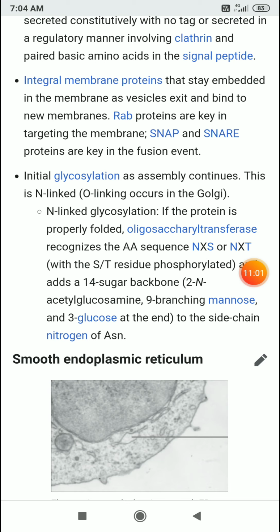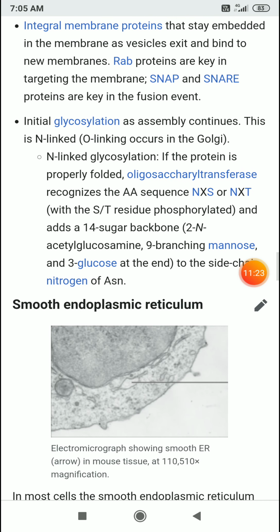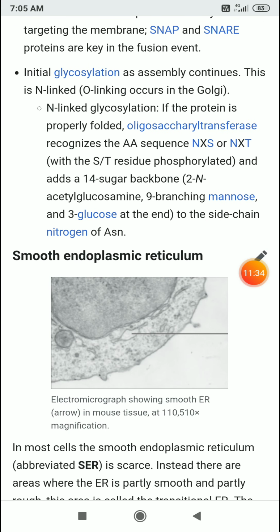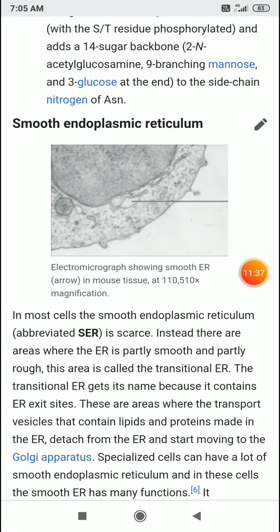Glycosylation or assembly is continuous. This N-linked glycosylation occurs in the Golgi. N-linked glycosylation: if the protein is properly folded, oligosaccharyltransferase recognizes the amino acid sequences N-X-S or N-X-T. It adds a 14-sugar backbone to the side chain nitrogen of asparagine. These are the rough endoplasmic reticulum.